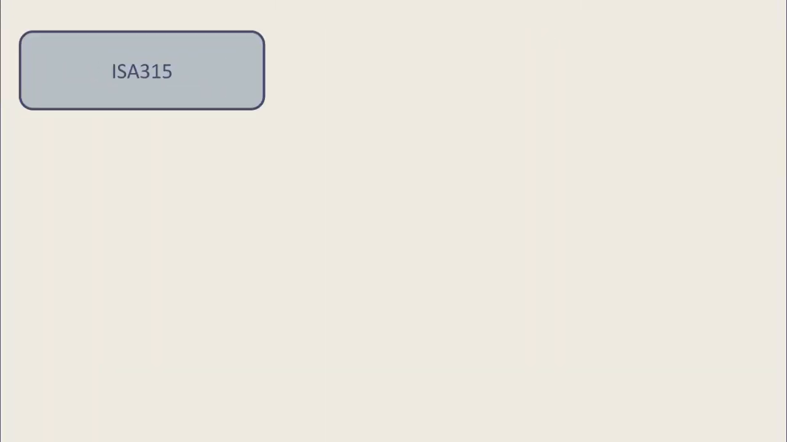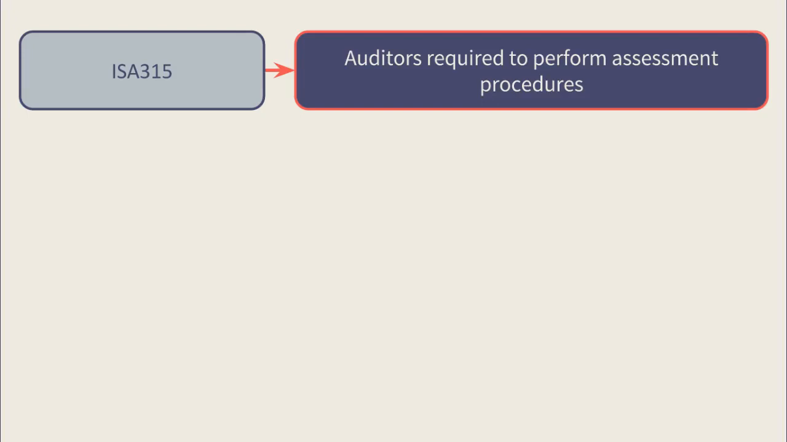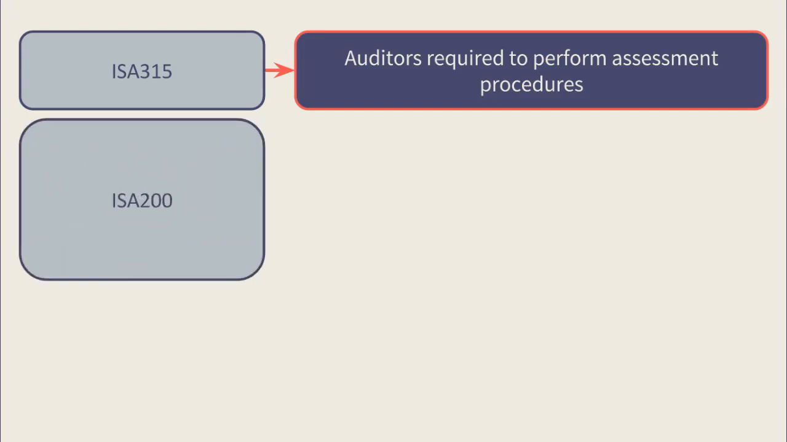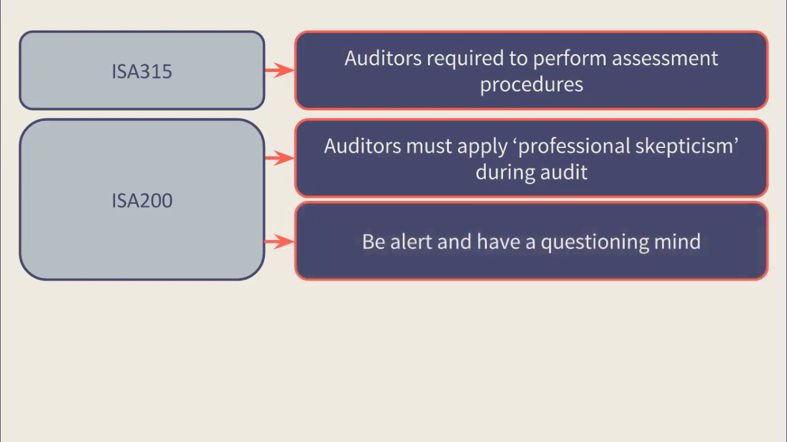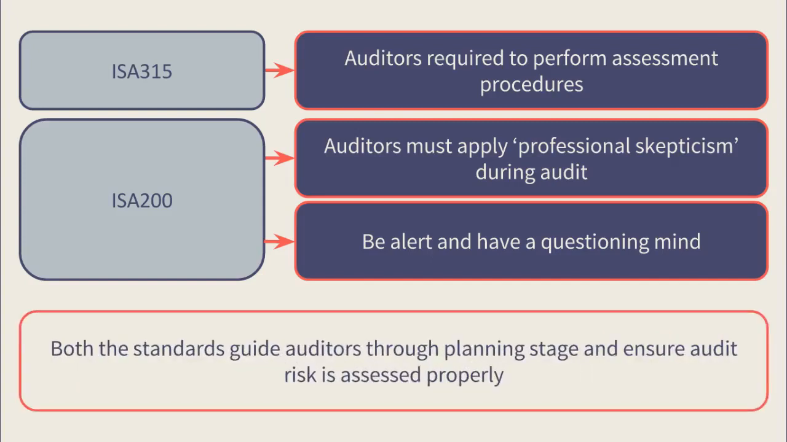ISA 315 requires auditors to perform risk assessment procedures. ISA 200 requires auditors to apply professional scepticism during the audit, including planning the audit. This means they must be alert to issues that may cause misstatements and have a questioning mind when carrying out their work. Both of these auditing standards help guide the auditor through the planning stage and ensure audit risk is assessed properly. The auditor must somehow identify audit risks so they can be included in the plan.